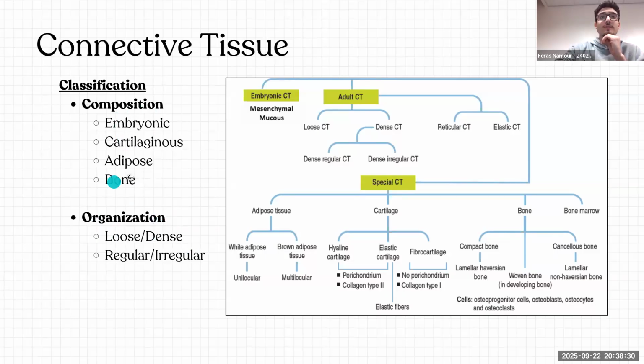Now, we're not going to talk about all of these. We're only going to talk about embryonic, and maybe you're going to see the organ. All of these will be discussed later on in their respective blocks. For example, bone and cartilaginous will be discussed in MSK.